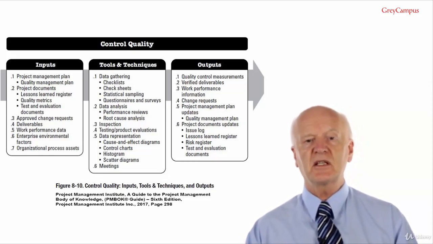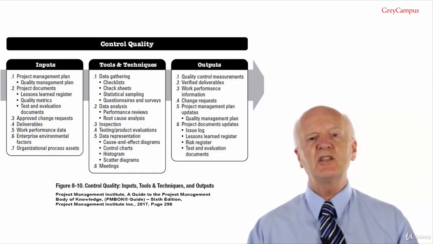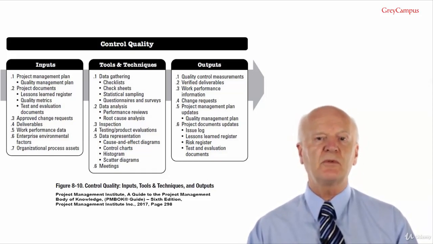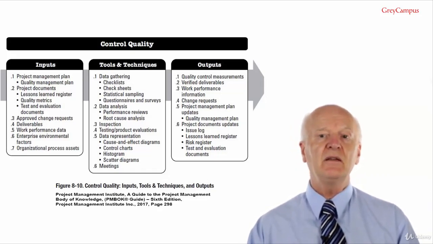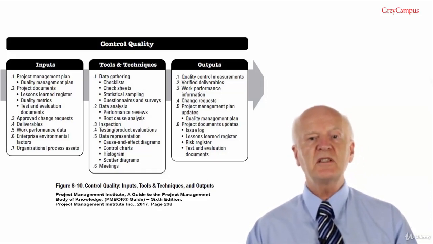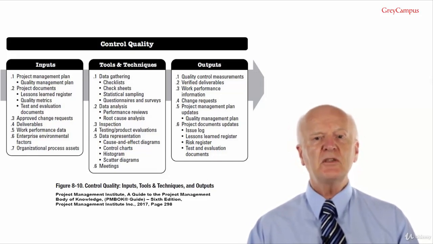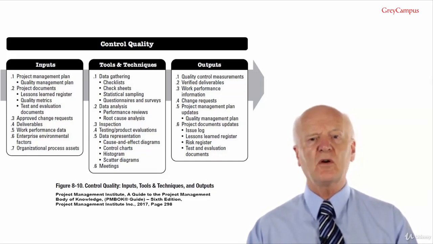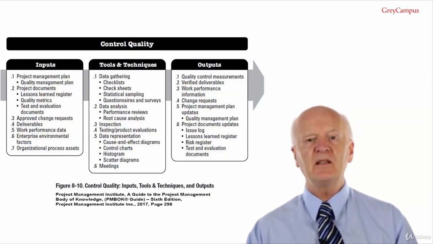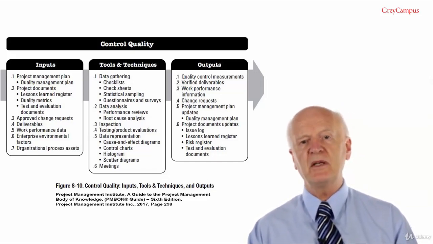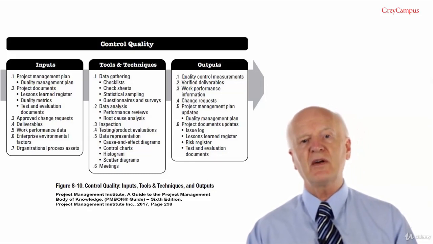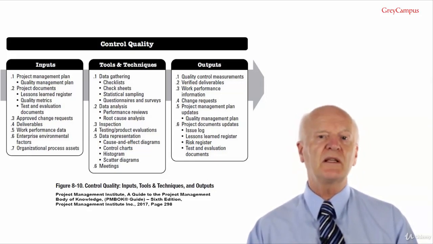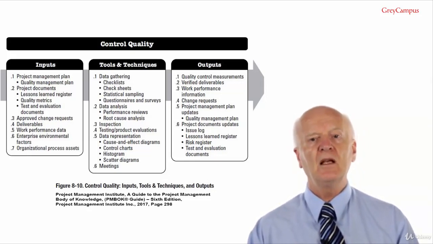Tool and technique number 6, meetings. The following meetings may be used as part of the control quality process. Approved change request review. This is to check that change requests and approved changes haven't fallen through the cracks. Use this process periodically to ensure that all approved changes have been or are in the process of being properly implemented, tested, completed and certified, and no rejected requests have been approved.